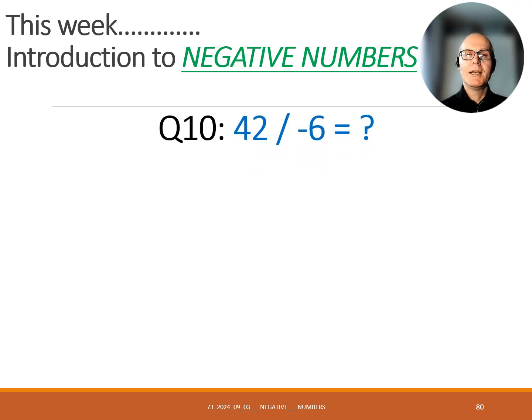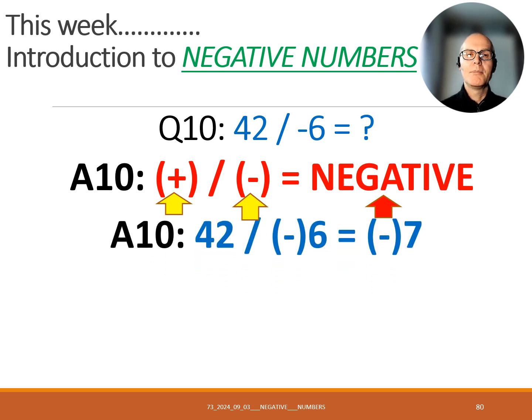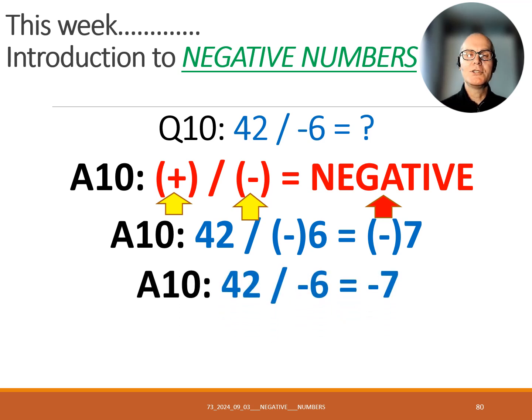The last quiz question, 42 divided by negative 6. So this last question, question 10, we have positive divided by a negative will equal a negative answer. Positive divided by a negative will equal a negative answer. Positive 42 divided by negative 6 will equal negative 7. 42 divided by negative 6 equals negative 7.